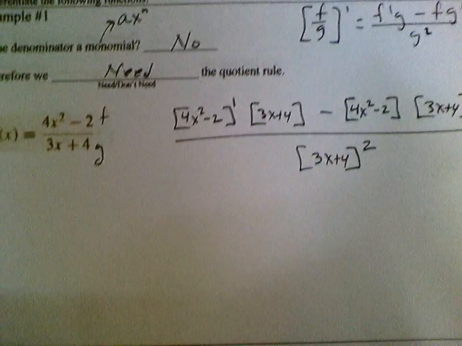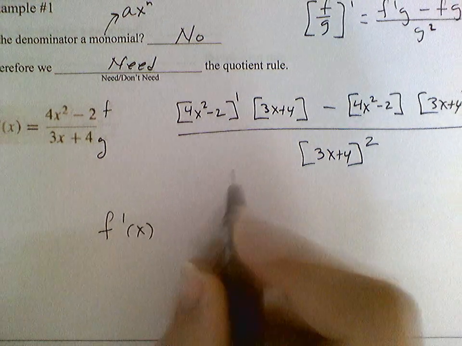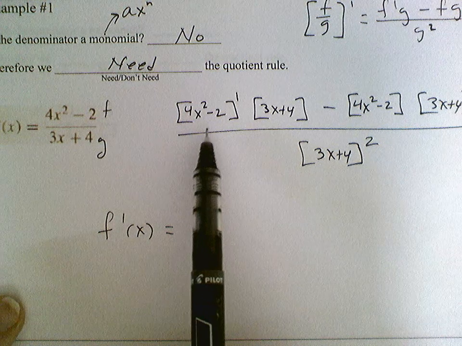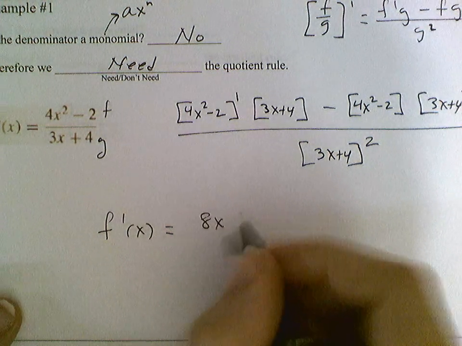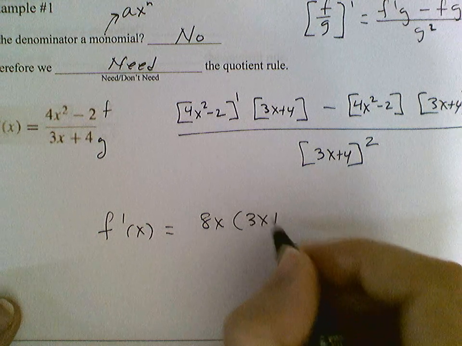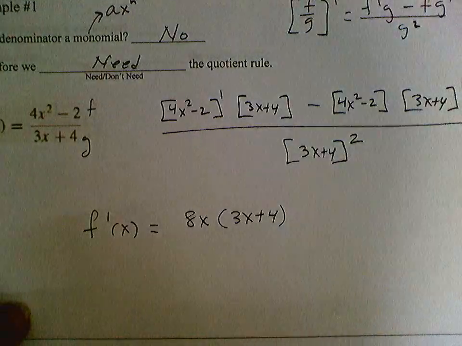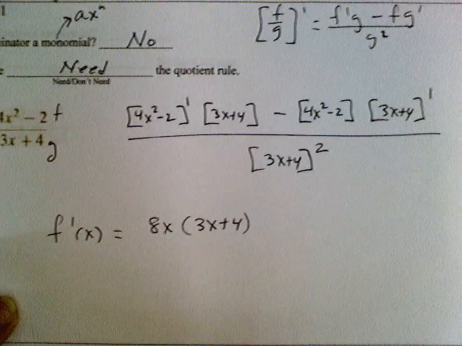So I'm about to state our final answer, so I'm just going to write f prime of x equals, so the derivative of this one is 8x, so just 8x, parentheses, just bring down g. Okay, so that bracket doesn't have a prime on it, so we're not taking the derivative, we just bring down the function.